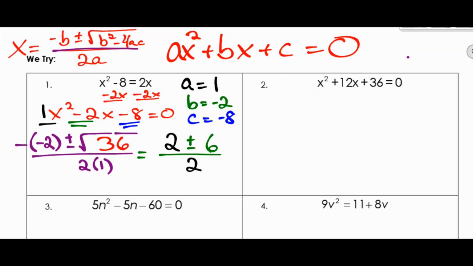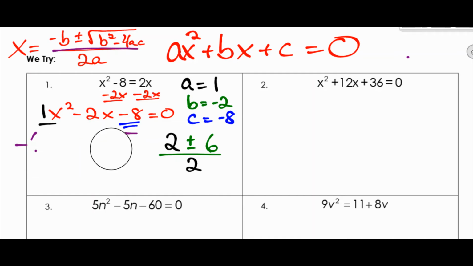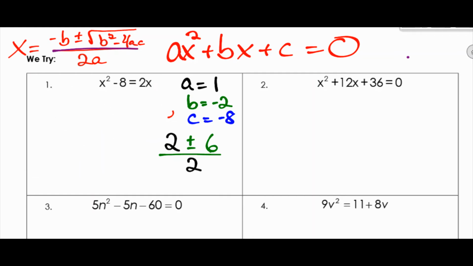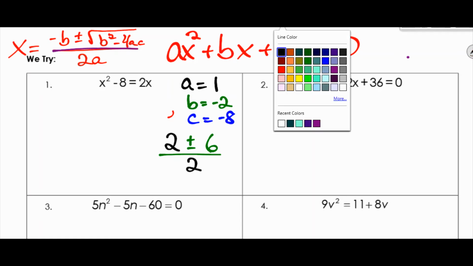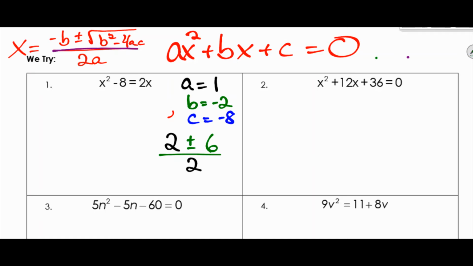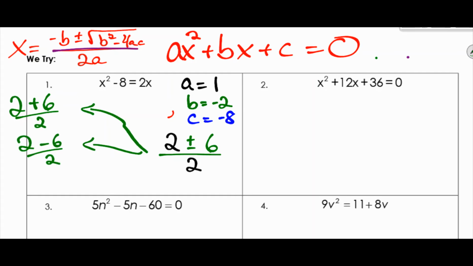So, actually, I think I am going to need a little bit more room. Let me just erase some stuff. This is telling me to split that into two separate problems and do those two different operations. I'm adding and I'm subtracting that 6. So I'm going to do 2 plus 6 divided by 2 and 2 minus 6 divided by 2. These are going to give me my two solutions. They happen to be rational solutions.